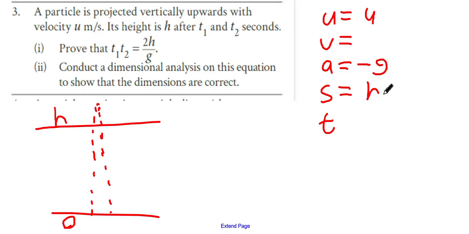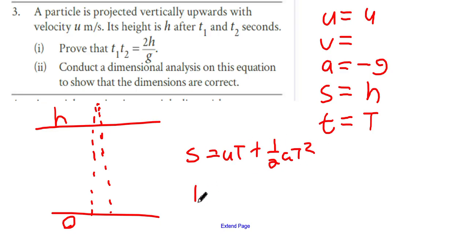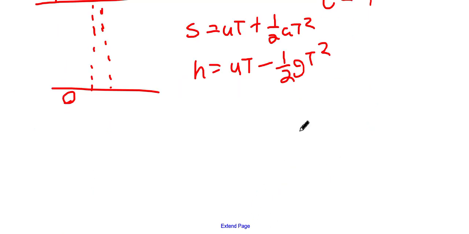S value, H. T value, capital T. Same as question 7 from the last exercise, or question 8 from the last exercise. So we're going to say H equals UT. So what's UT? Anybody tell me UT? So it's actually still UT, minus a half G T squared. Rearrange into a quadratic: a half GT squared minus UT plus H. Is that what got you?